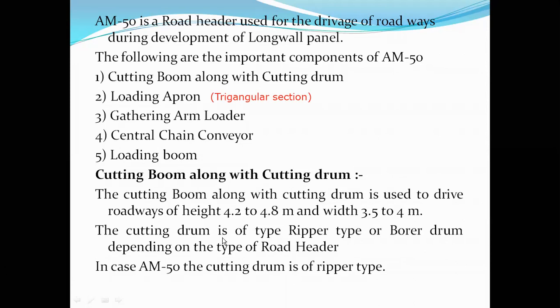Okay, next the cutting drum. What is the cutting drum, right? It is of ripper type or borer type. So depending on how the drum is rotated, that is how exactly it cuts the face. Depending on that, the cutting drum is of ripper type or borer type, depending on the type of roadheader. In case of AM50, the cutting drum is of what? It rotates like this. That's why it is called ripper type. Okay. So let's move on.